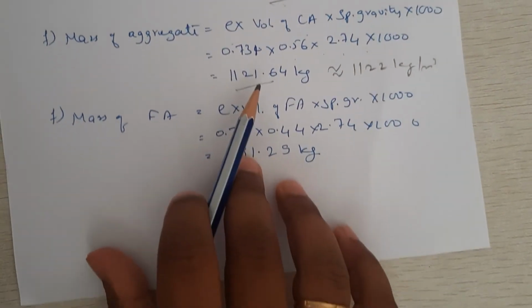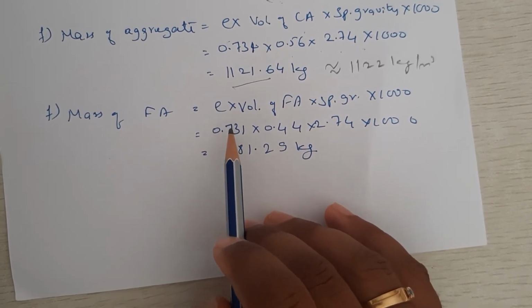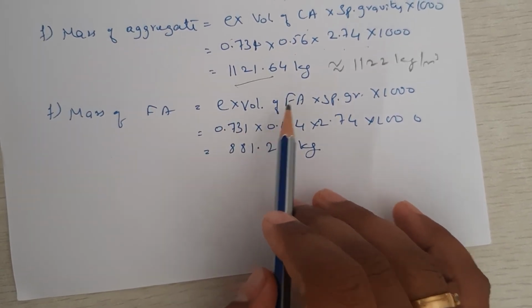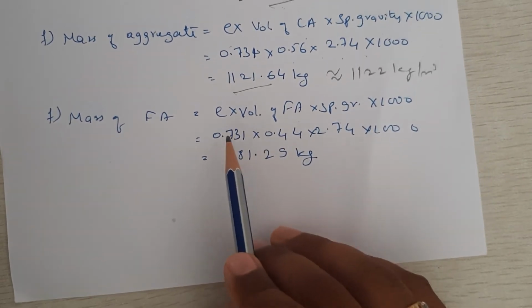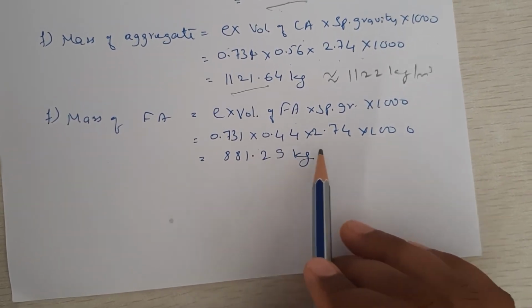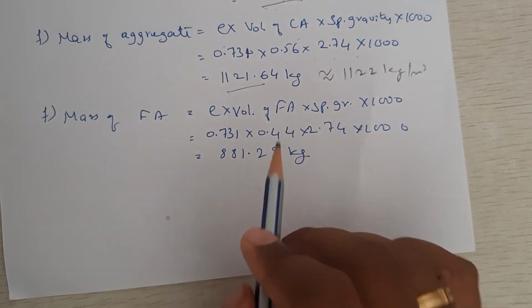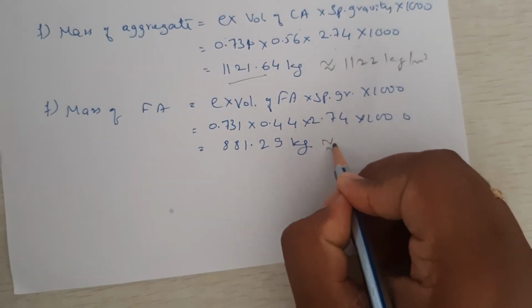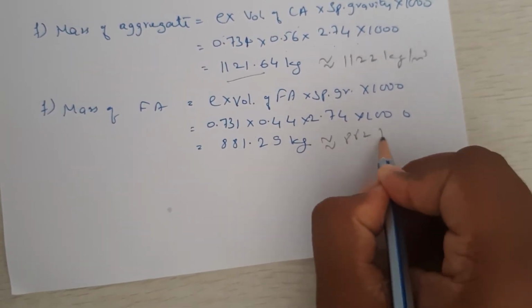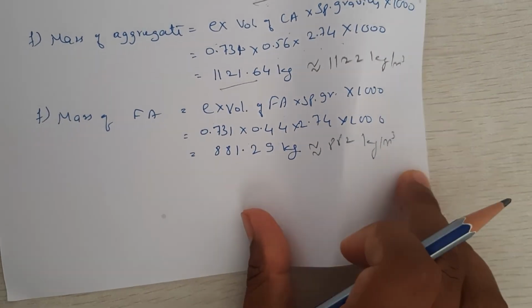And similarly, the mass of the fine aggregate will be the volume of the all-in aggregates into the volume of the fine aggregates into specific gravity into 1000. So it will be 0.731 into 0.44 into 2.74 specific gravity into 1000. It will become 881.29 kg, or nearly equal to 882 kg per meter cube. You can also consider this.